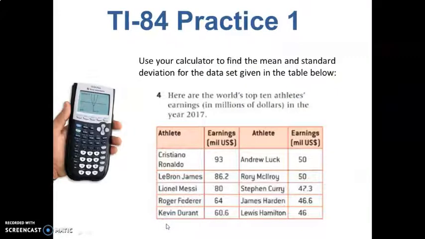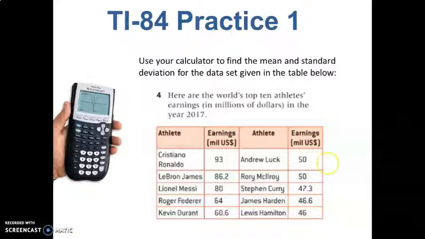Okay, so let's do some practice now. So here is our first calculator practice problem. Let's say we have the world's top 10 athletes' earnings in millions of dollars in the year 2017. So we can see here, Cristiano Ronaldo earned 93 million US dollars. And then the next, LeBron James, 86.2, and on and on. Okay, so your job is to find the standard deviation.